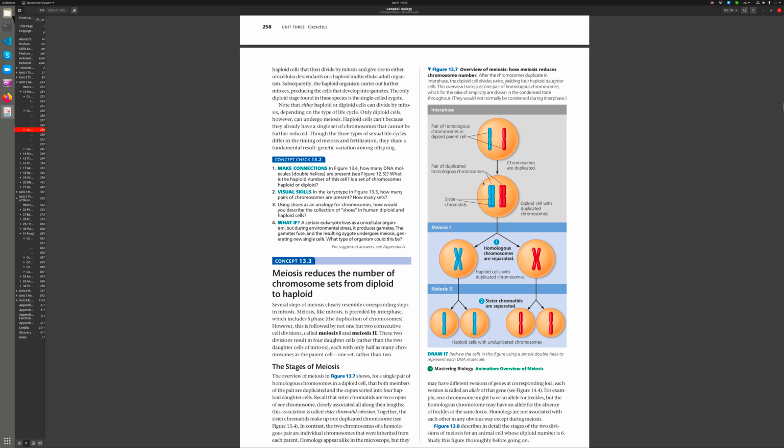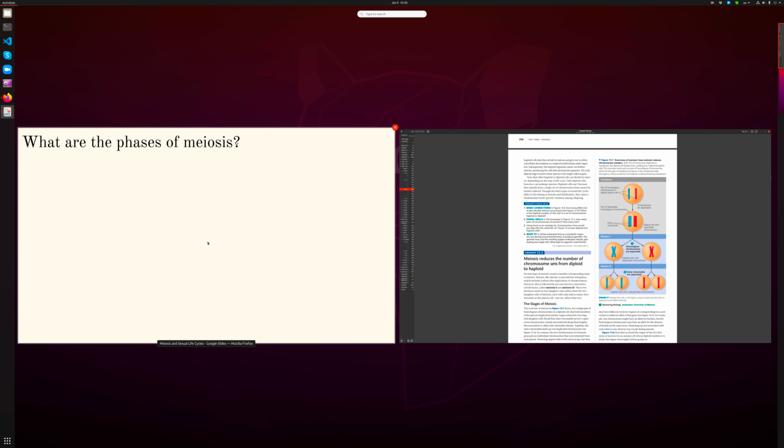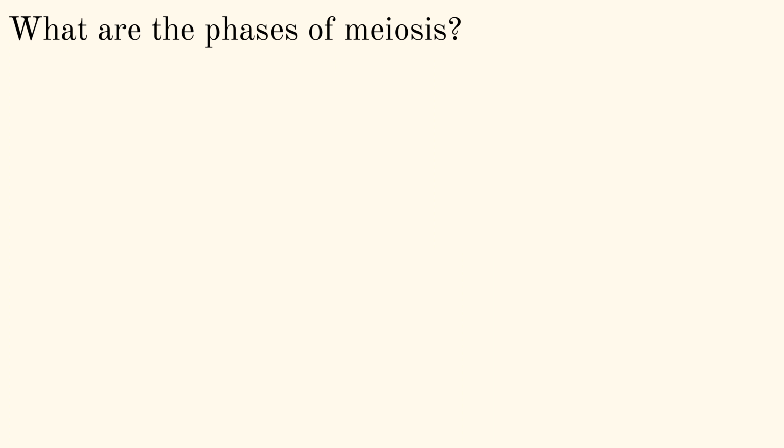Okay, here we are going to undergo an overview of meiosis. The important thing is that we won't talk about the phases yet. Here we have the pair of homologs in interphase, and the chromosomes are duplicated. Then in meiosis 1, the homologous chromosomes are separated. And in meiosis 2, the sister chromatids are separated. Okay, let's go to that question.